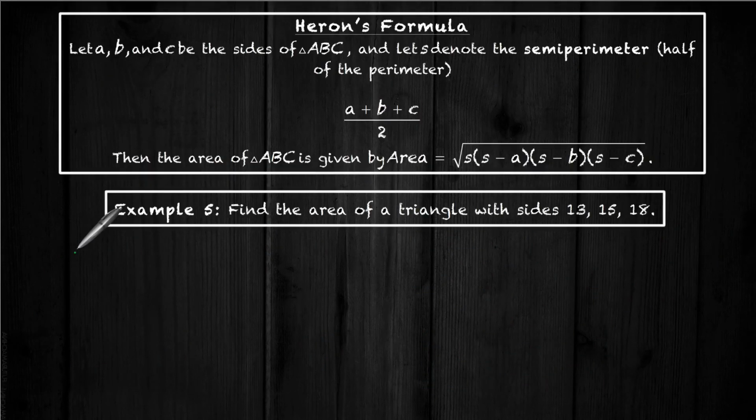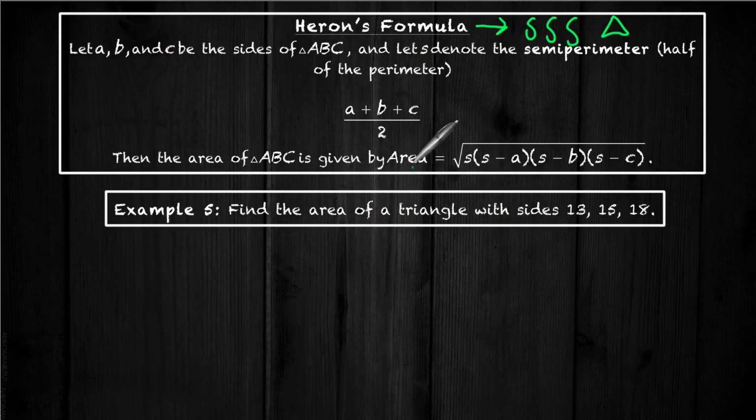All right, in this last example, we have a new formula again, and it is called Heron's formula. And Heron's formula basically allows you to find the area of a triangle when you have 3 sides given to you and no angles. So if you have a side, side, side triangle, so let's put that up here. Heron's formula is used when you have a side, side, side triangle. And so you can use this formula.